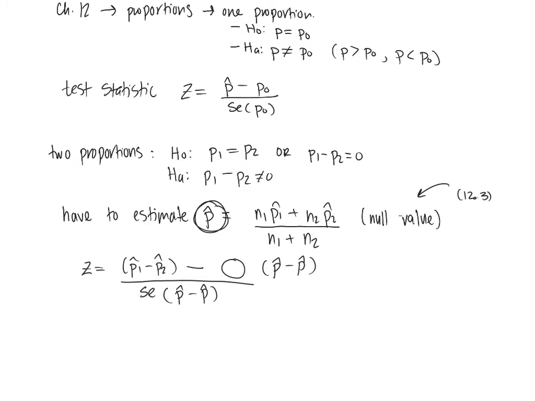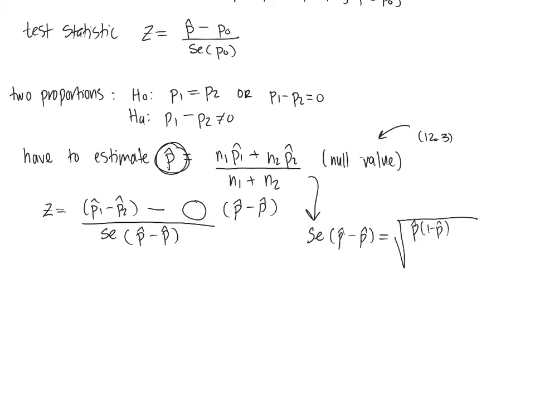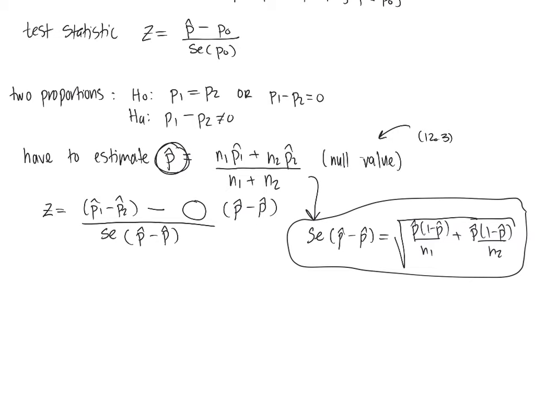And so the place that this formula comes up, and by far the trickiest thing, is to find the standard error of the null value. You have to do this root p hat 1 minus p hat over n1 plus p hat 1 minus p hat over n2. That's the hardest thing. And I didn't have an example of that in the notes we did today, but if you look in section 12.3, example number 8, that's where we did one of those.